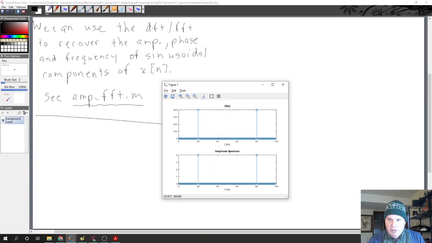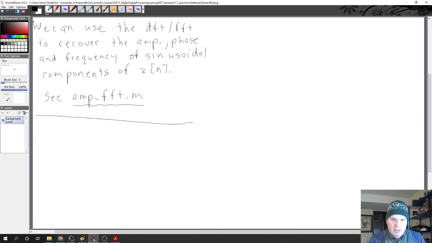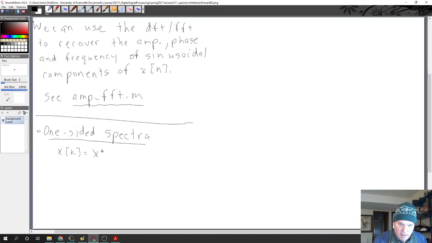So in some cases, instead of seeing plots like this, which are called the two-sided spectra, you see what are called the one-sided spectra, where they just show the components between 0 and Fs over 2. And again, this is relying on this relationship that x of k is equal to the conjugate of x of n minus k. Okay. The one-sided spectra, and your book calls these A k bar.